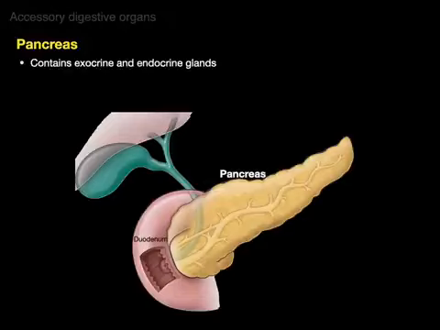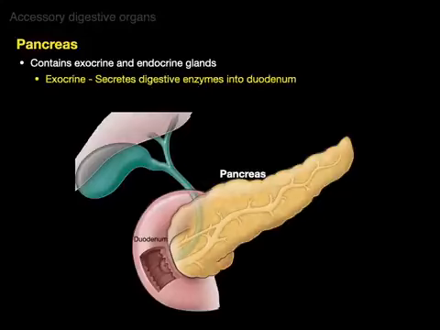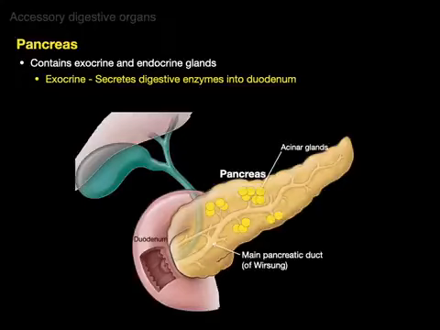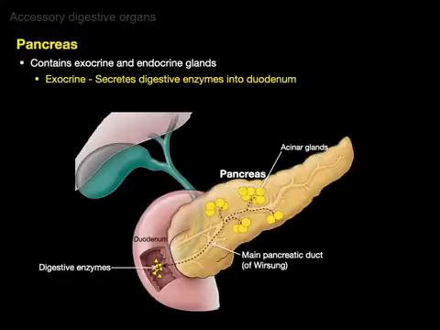Now, the pancreas has both exocrine and endocrine glands. Any exocrine gland secretes its product to an epithelial surface. So in this case, the pancreas secretes digestive enzymes into the epithelial-lined duodenum. And all those yellow circles represent acinar glands, and they produce digestive enzymes that go in the main pancreatic duct of Wirsung, which then goes into the duodenum, that second part.